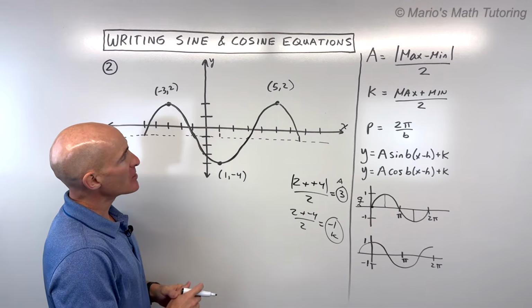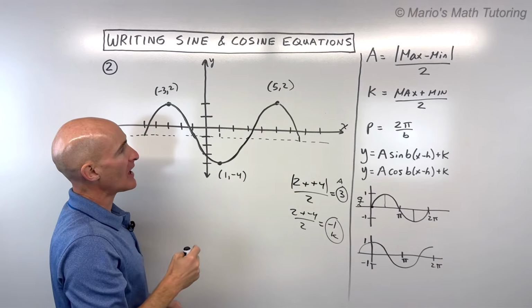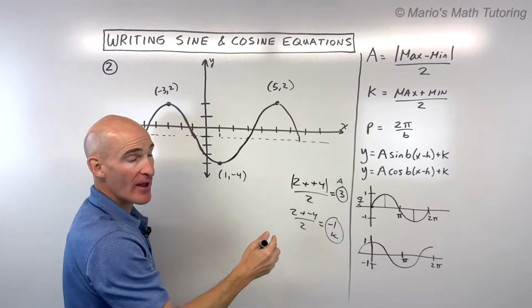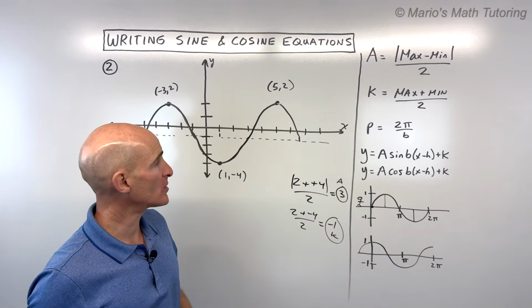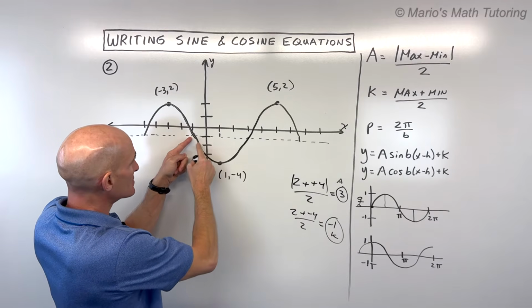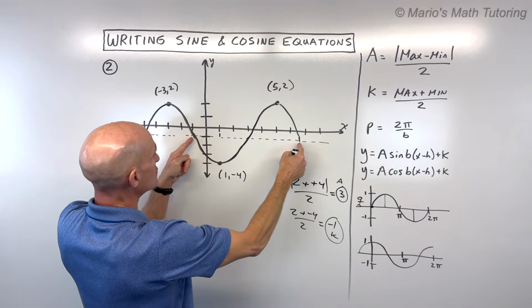Now, as far as the period, we want to figure out how long it takes to complete one cycle. Again, an easy way to do this is to go from a peak to peak, or valley to valley, or high point to high point, low point to low point. Or if you can identify where it's starting and then completing one cycle, like I could go from here to here. That's one way to do it.